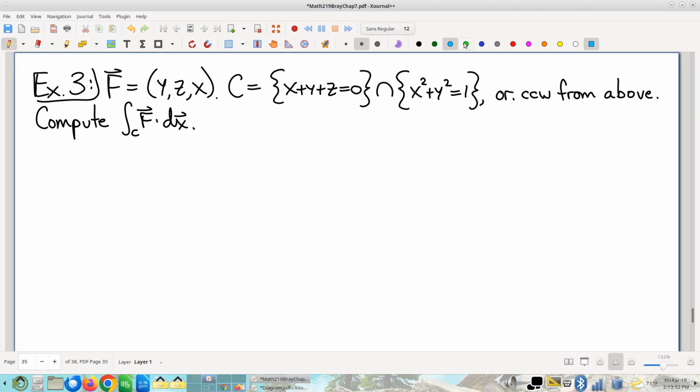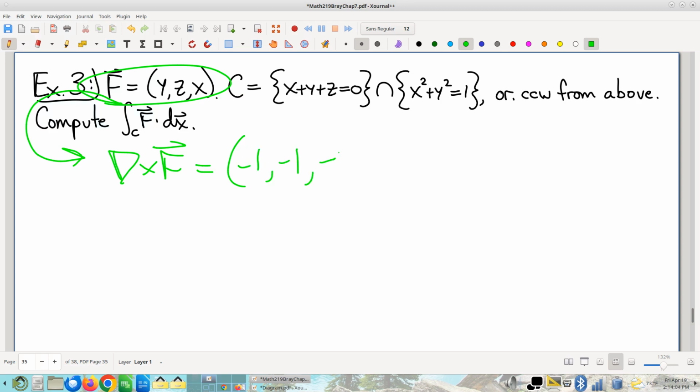Okay, so vector field, we'll compute the curl, and this one I happen to recall from my earlier lecture is -1, -1, -1. And make sure to check me on that, both because I am fallible and also because you want to make sure that you're proficient with how to compute these things.